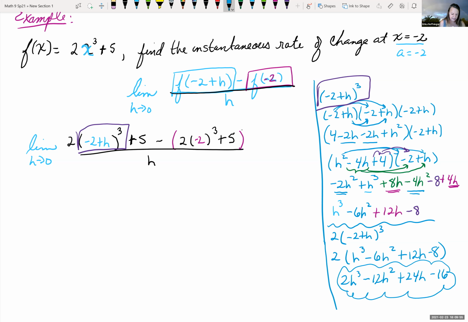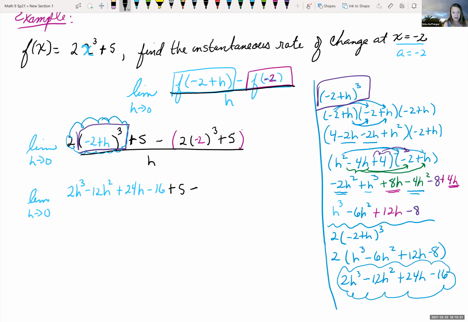Okay, so this is just this piece now. And then we have that plus 5. So let's start bringing things down. So, limit as h goes to 0, and let's plug in this 2 times that quantity, negative 2 plus h cubed. So we found that that was 2h cubed minus 12h squared plus 24h minus 16. Then we have that plus 5 still.